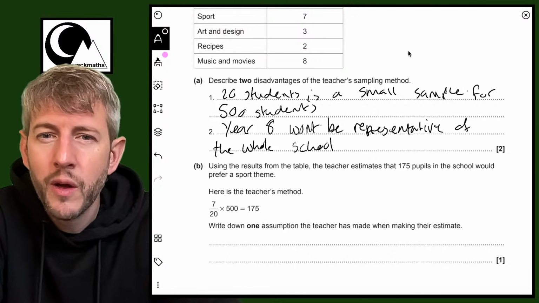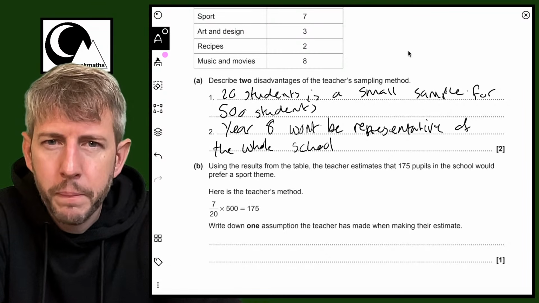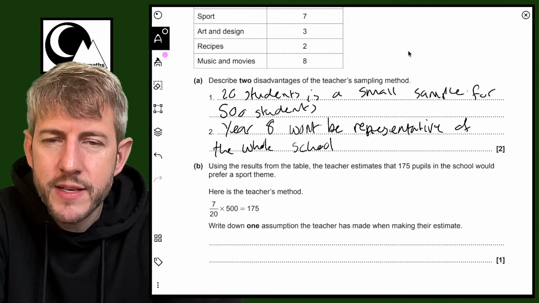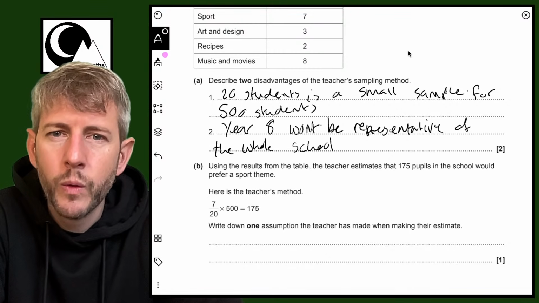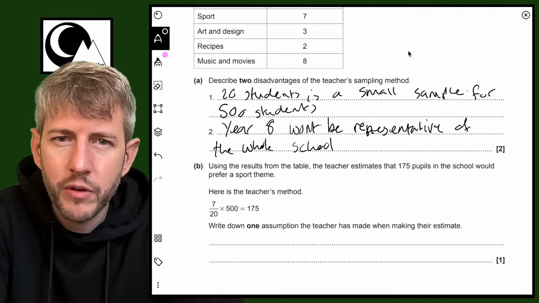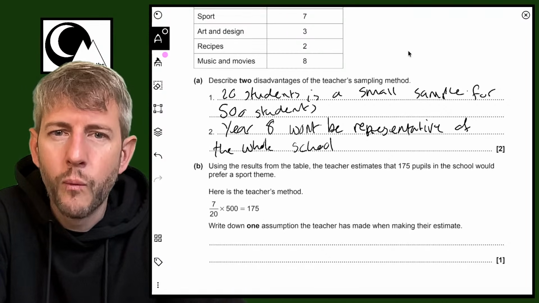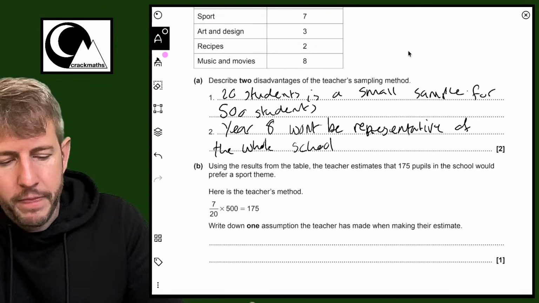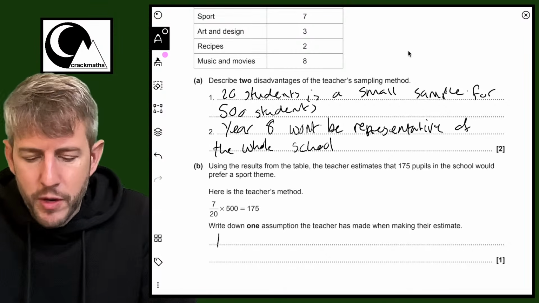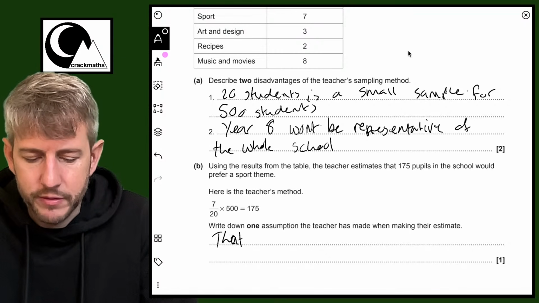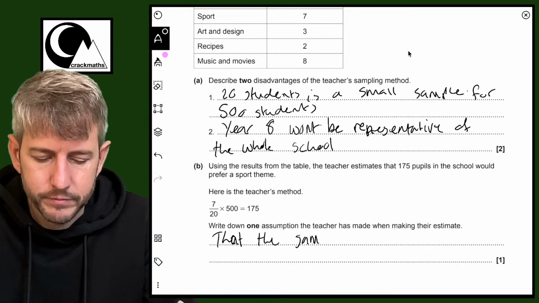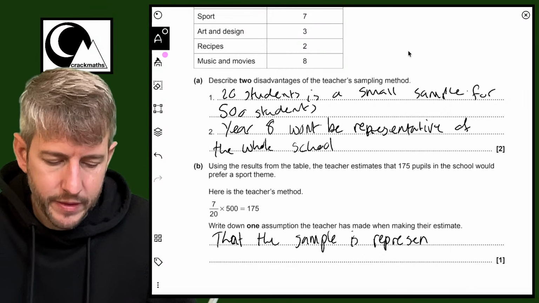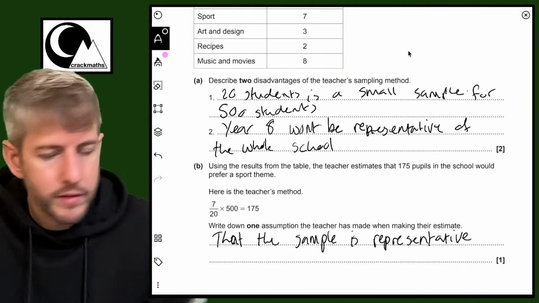Okay, part B, we've got using the results from the table, the teacher estimates that 175 pupils in the school would prefer a sport theme. Here is the teacher's method. 7 over 20 times 500 equals 175. Write down one assumption that the teacher has made when making their estimate. That the sample is representative of the whole school.